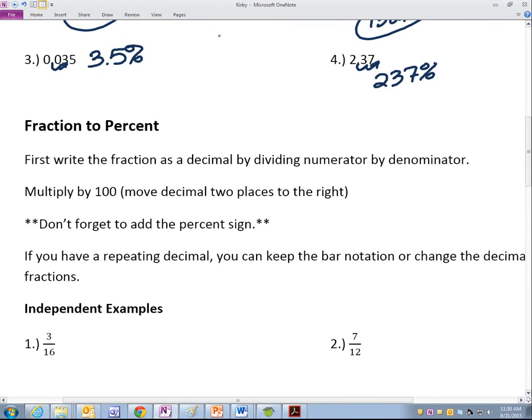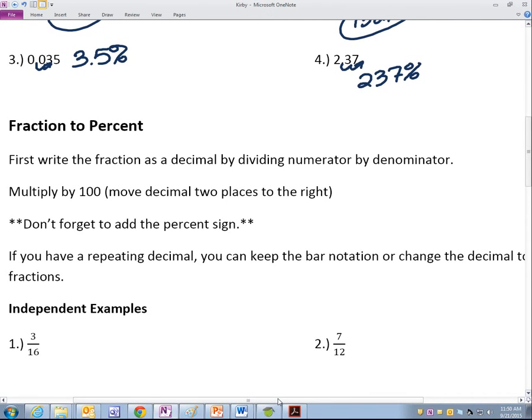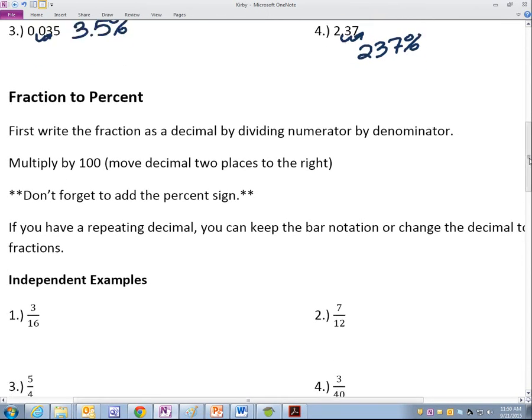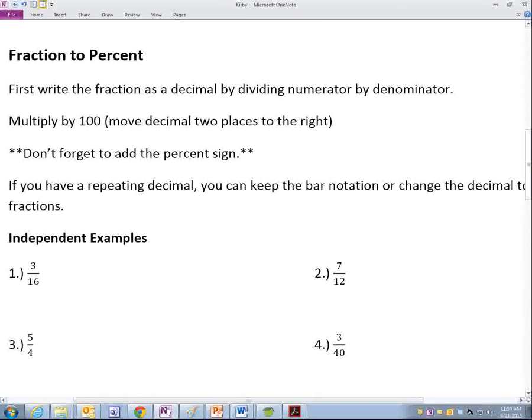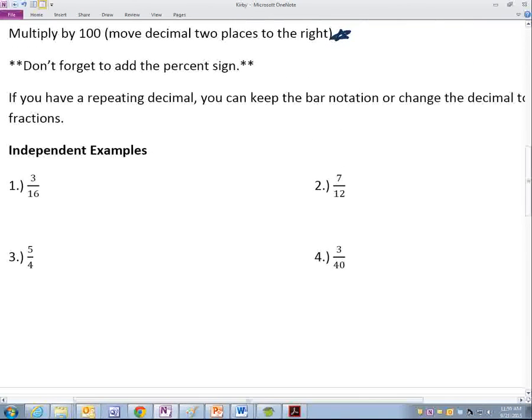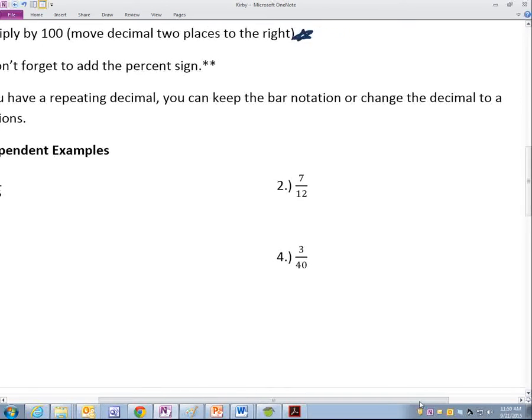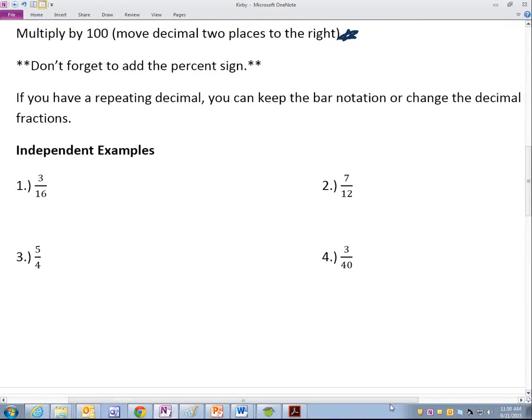Okay. First, what we have to do is write the fraction as a decimal by dividing the numerator by the denominator. That's what we had for homework on Friday. All this builds on each other. We're going to multiply by 100 and move the decimal 2 places to the right. So this was Friday. That was 5 minutes ago. And it says don't forget to add the percent sign. So we're ending up with the percent, so the ending should have the percent sign. If you have a repeating decimal, you can use bar notation or change the decimal to a fraction.